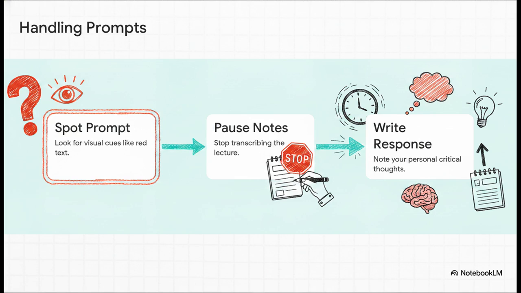Step 2, hit pause on your standard transcription. Just stop trying to frantically record facts for a second. Step 3, write personal responses to the reflection question. Guys, the lecturer is giving you a total gift here. They are pausing the fire hose of information so you can actually evaluate the ideas, connect the dots, and write down your own critical thoughts. This right here, this is active note-taking at its absolute best.